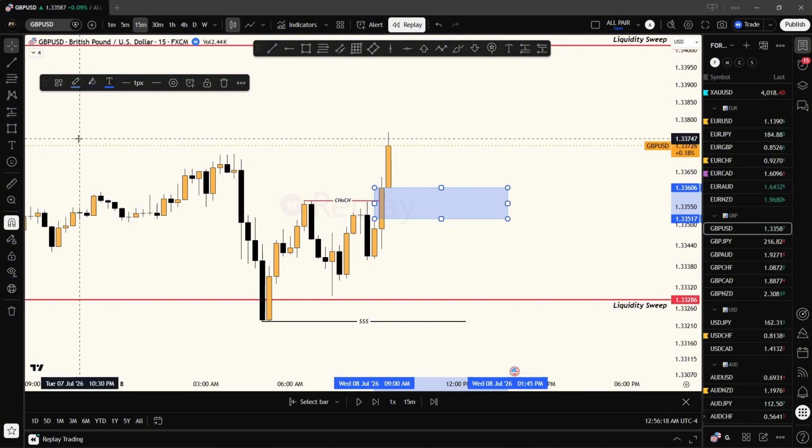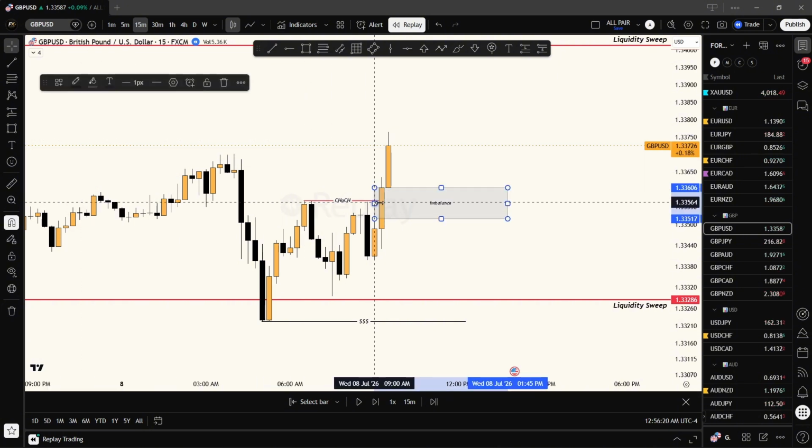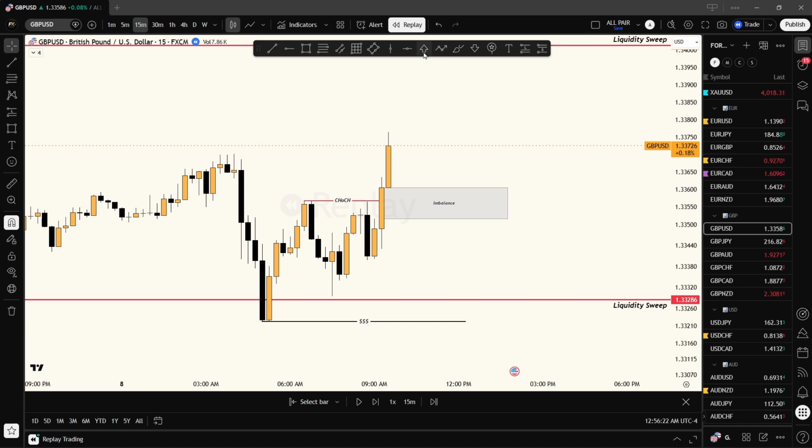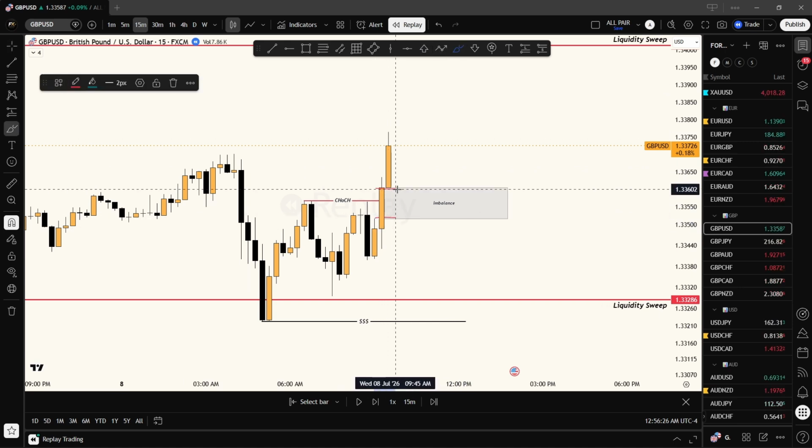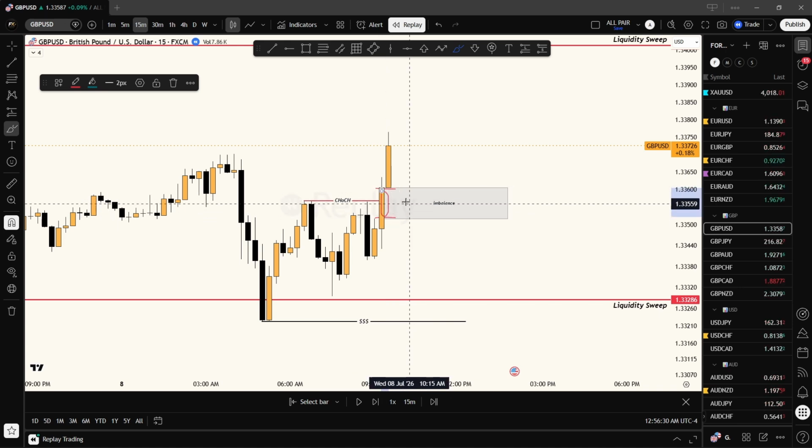A fair value gap is created when price moves aggressively, leaving an imbalance between two candles. So right here, this is the fair value gap. You can see it pretty clearly between these two candles. That's the imbalance price left behind.